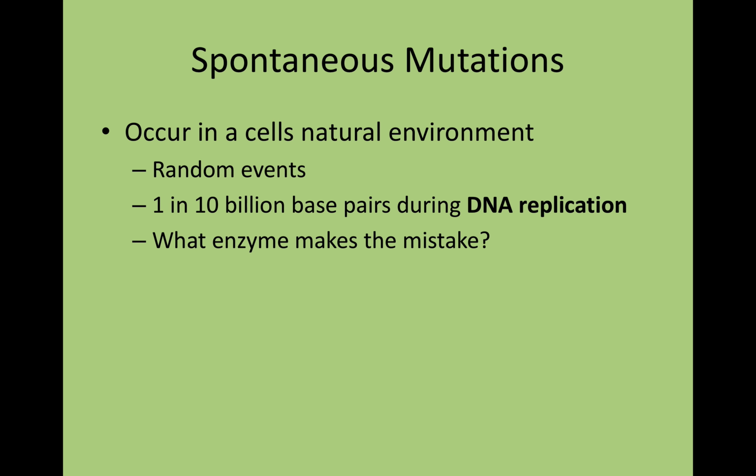Now these mutations we're talking about are spontaneous mutations, which occur naturally in cells. They're random events. They would occur 1 in every 10 billion nucleotides during DNA replication. So think back to the first lecture video. Which enzyme is responsible for making the mistake?